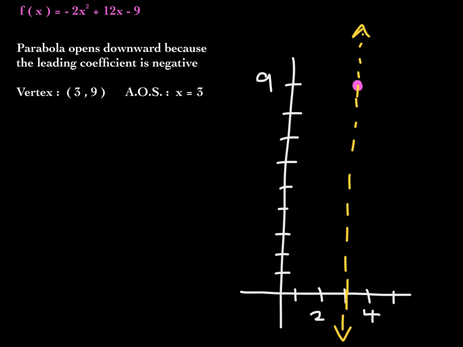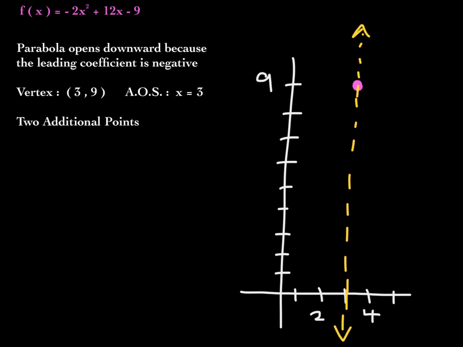Okay, everybody, I have 3, 9, our vertex, plotted, and our AOS. All right, we know it's opening down. What would be really nice is if you and I can generate 2 additional points. One of them, I'll just choose an x value that's really close to my AOS. So I'll plug in either the number 2 or the number 4. Okay, I'll plug in either one of these numbers, and then I'll use symmetry to get that second point. All right, I'm going to go ahead and plug in 2.